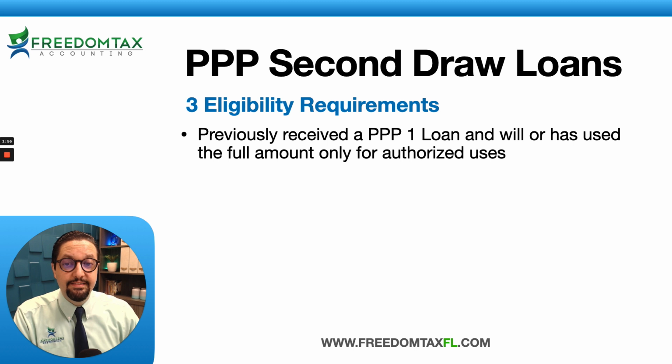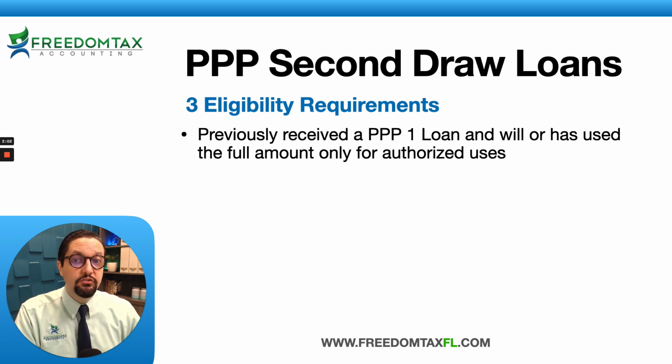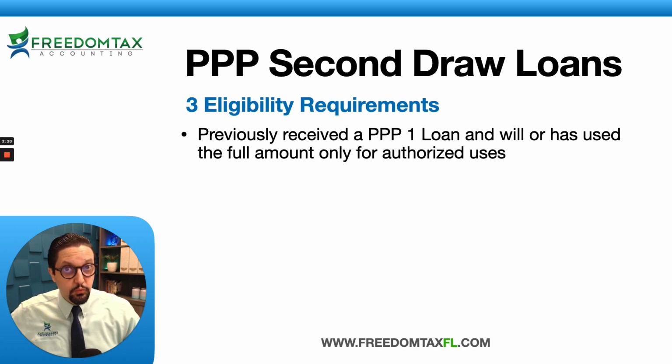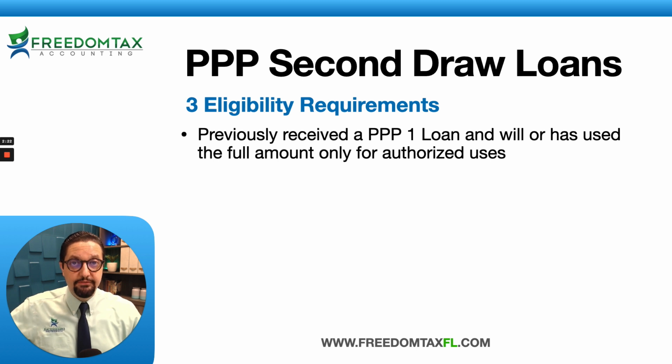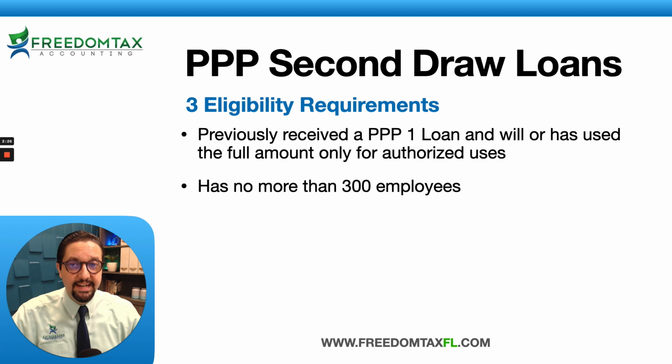Now remember that you have to comply with 3 eligibility requirements in order to get the PPP second draw. The first one is that you previously had to receive a PPP-1 loan and will or has used the full amount of the authorized funds for your PPP. So if you have not applied or received a first PPP loan, you cannot apply for a second PPP draw loan. You can apply for a first one again, but you have to have received a first PPP loan in order to apply for the second one.